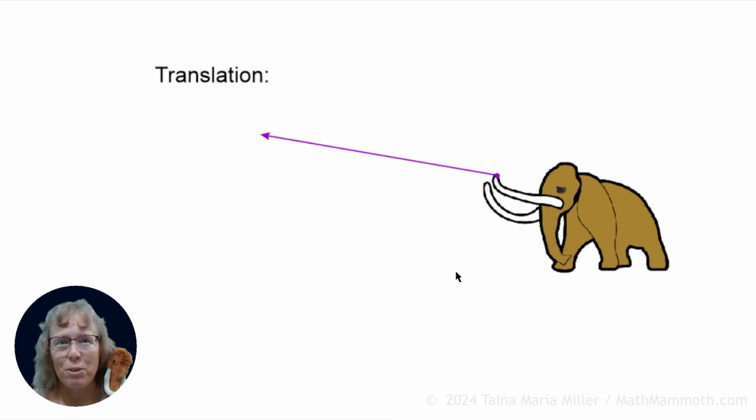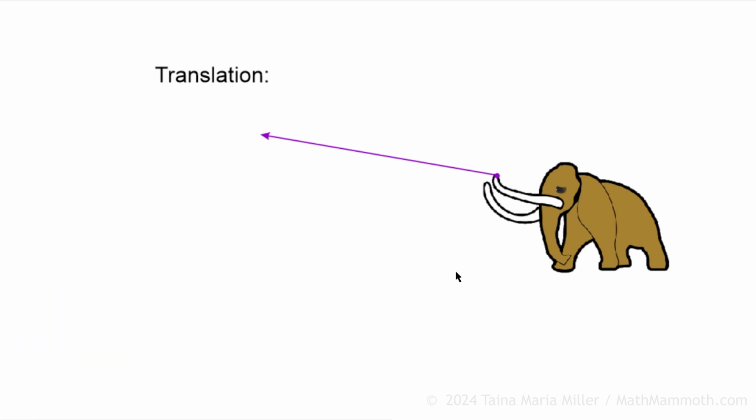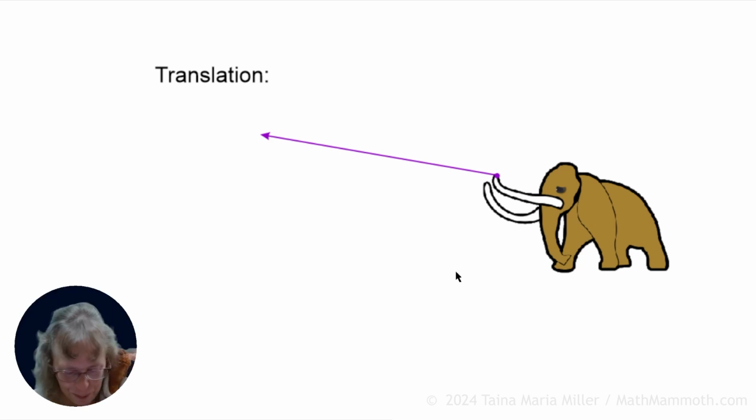One of the congruent transformations is a translation. And that just means that we move the figure without rotating it. So here we have Mathy. Hey Mathy, you got to be a part.